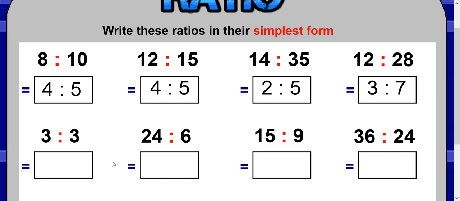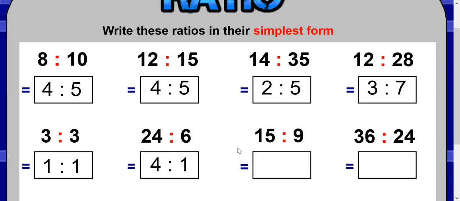Okay, onto the bottom line. So we've got a ratio of 3 to 3, so they're both in the 3 times table. So divide them both by 3 and you get 1 to 1. Okay, this ratio is the first time we've seen the bigger number at the front, so just do exactly the same as before. So a ratio of 24 to 6, these numbers both divide by 6, so divide the 24 by 6 and you're going to get 4, the 6 divided by 6 will give you a 1, so it's 4 to 1.